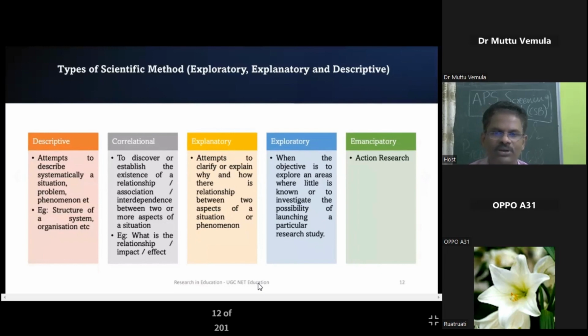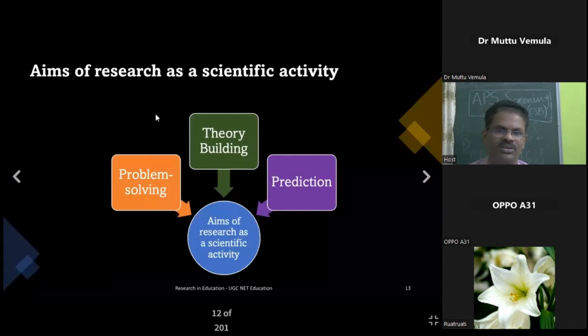Good. Let's move on from here. The next: aims of research as a scientific activity. In the beginning, we said, why research? Problem solving, theory building, prediction. What will happen in future? So, problem solving. What is problem solving?